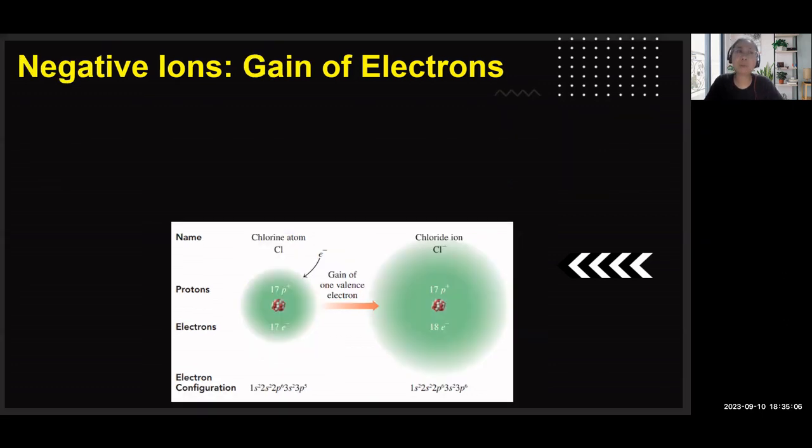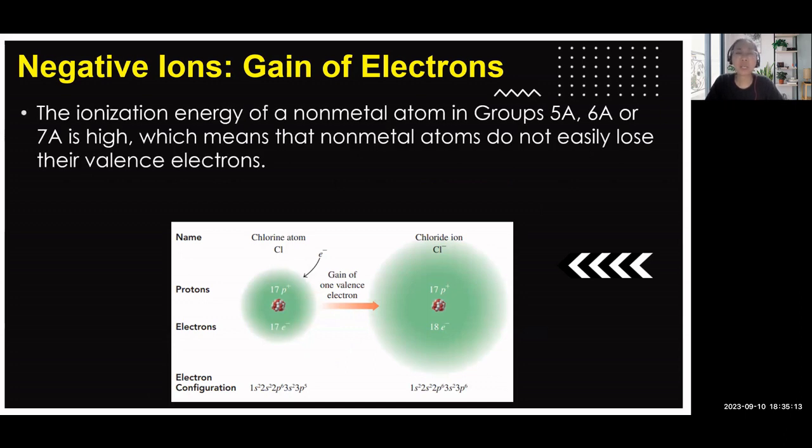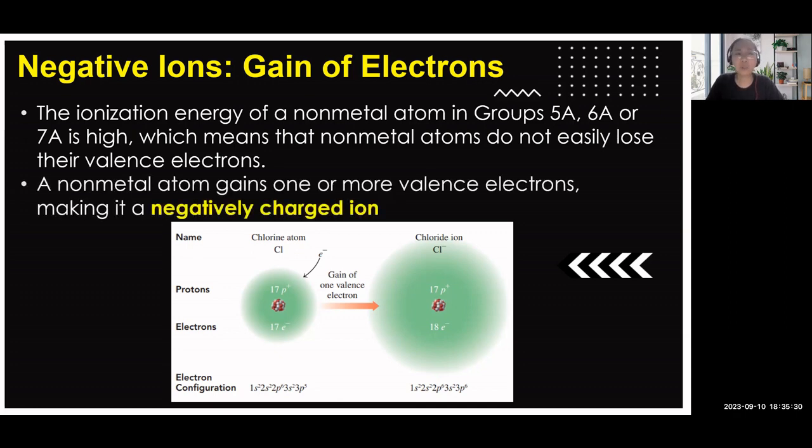In principle, you will also have negative ions if you gain electrons. The ionization energy of a nonmetal atom in groups 5A, 6A, or 7A is high, which means that nonmetal atoms do not easily lose their valence electrons, but instead they attract the electrons coming from other atoms. So a nonmetal atom gains one or more valence electrons, making it a negatively charged ion.